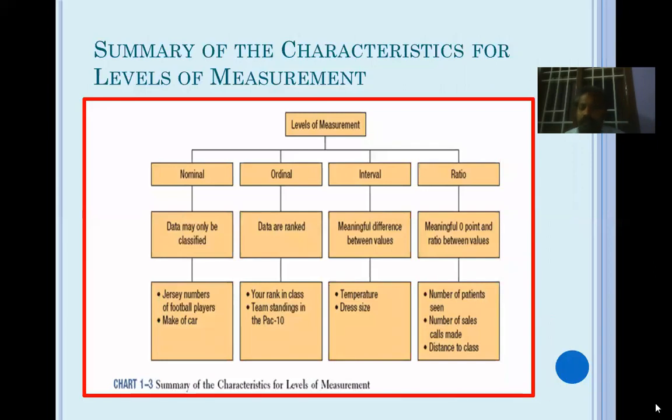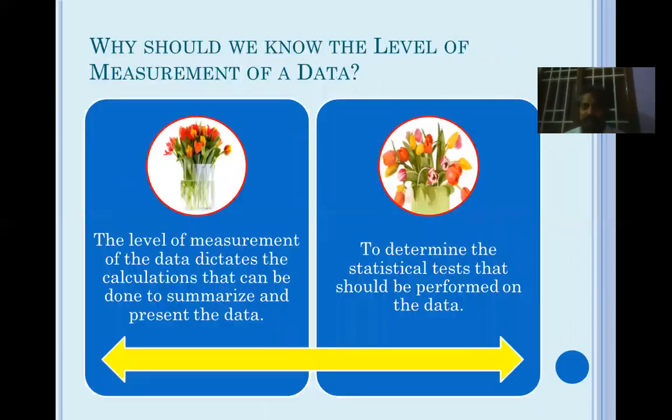Then comes a summary of the characteristics for the levels of measurement. Nominal data can only be classified, like the make of a car. Ordinal data is something like rank in the class; it can be ranked. Interval data has meaningful differences between values, but there is no true 0 point. For example, there's nothing called zero size; when you go to a shop, there's nothing like zero size. For ratio data, a meaningful 0 point will be there. So this is the summary of these 4 levels of data.